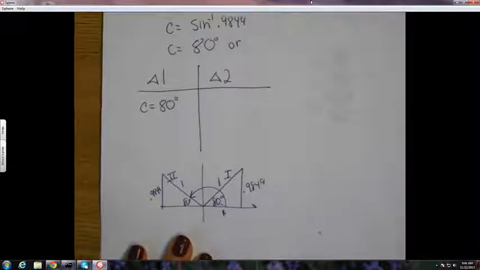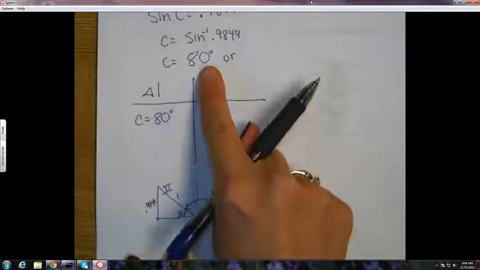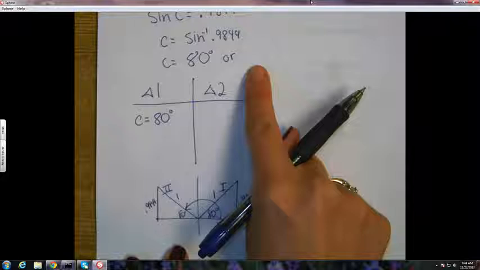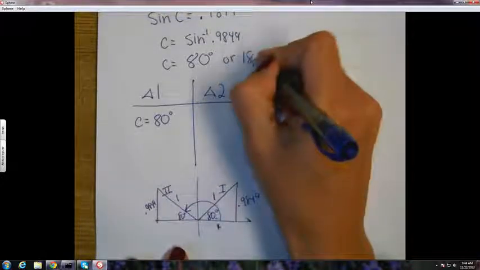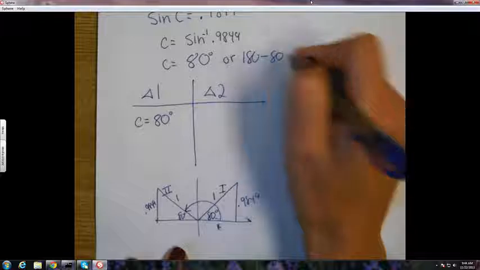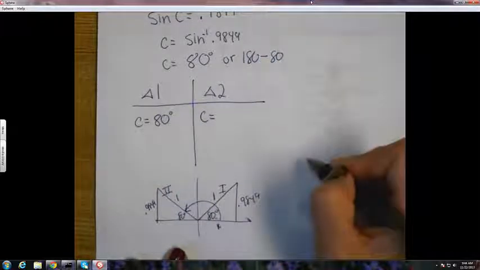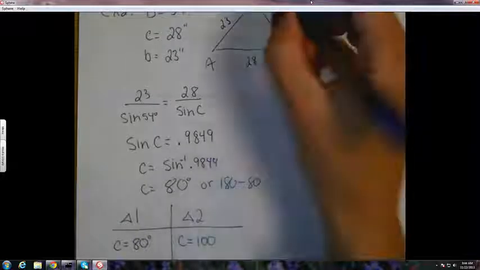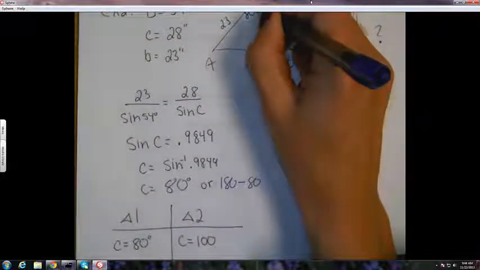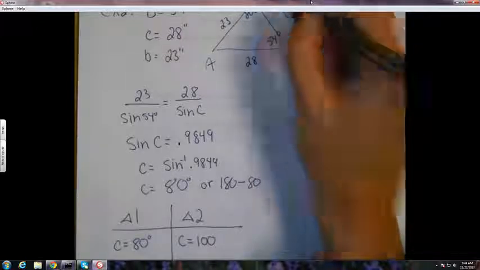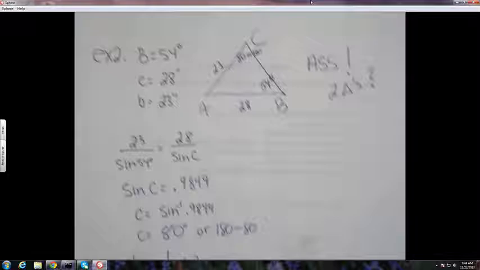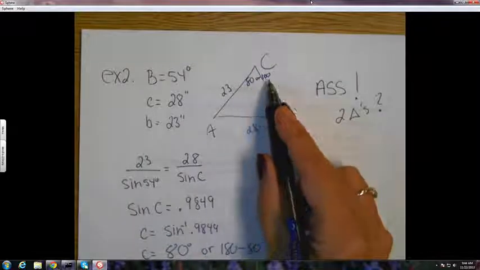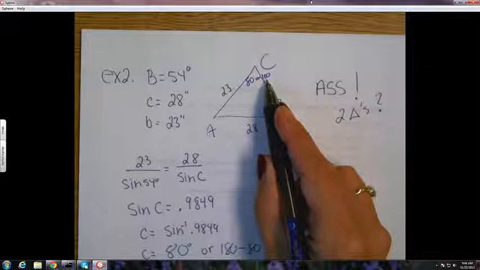Yes, it's always 180 minus this angle. So it's the supplement to this. So the second triangle, if it exists, would be 180 minus this angle 80, which leaves 100 degrees for the second triangle. So this angle C in one triangle is 80 for sure, or it could be 100 if the second triangle exists. 80 for sure, maybe 100 from the second triangle. Okay, so far so good?